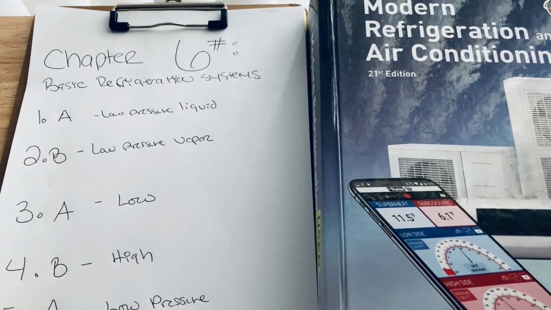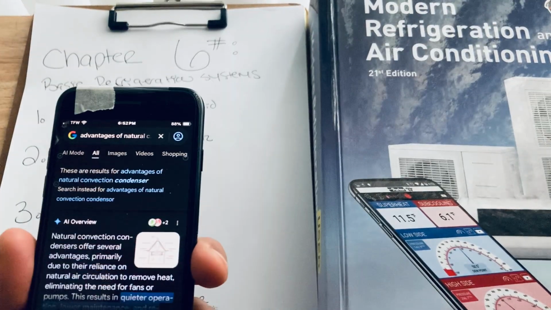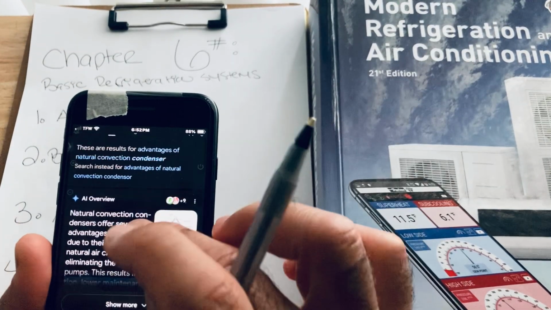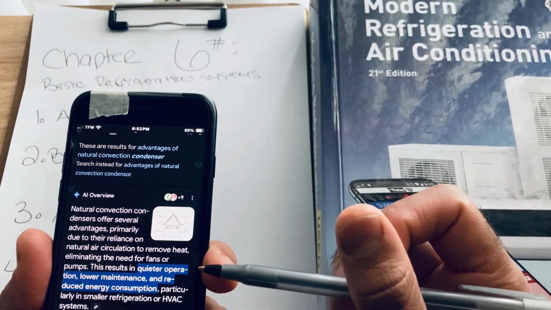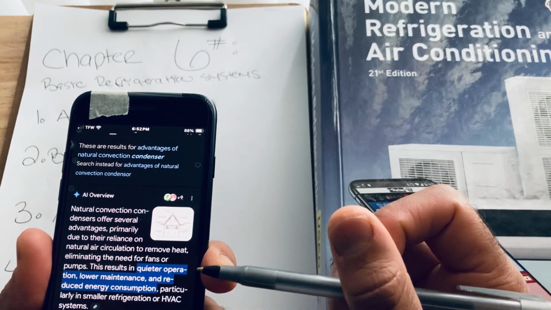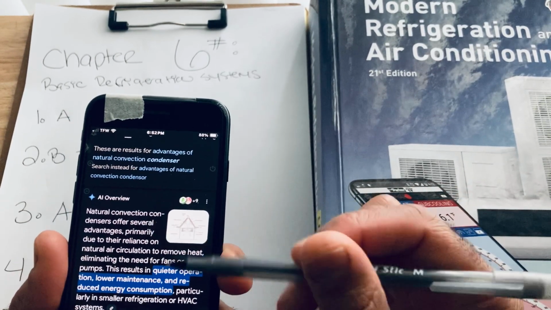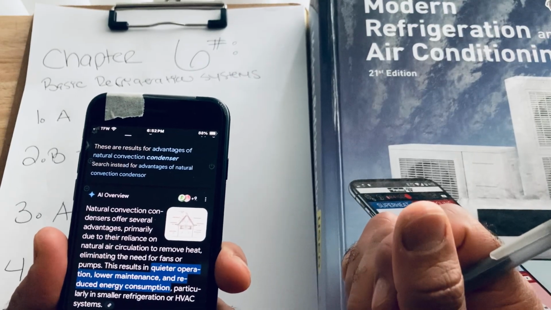So I guess I really didn't do an advantage. I kind of just explained it and gave it 2 facts for each one. So I guess you could say for natural convection, what are the advantages? It results in quieter operation, lower maintenance, and reduced energy consumption. For the natural, yeah, because there's no fan. So those are 3 positives.